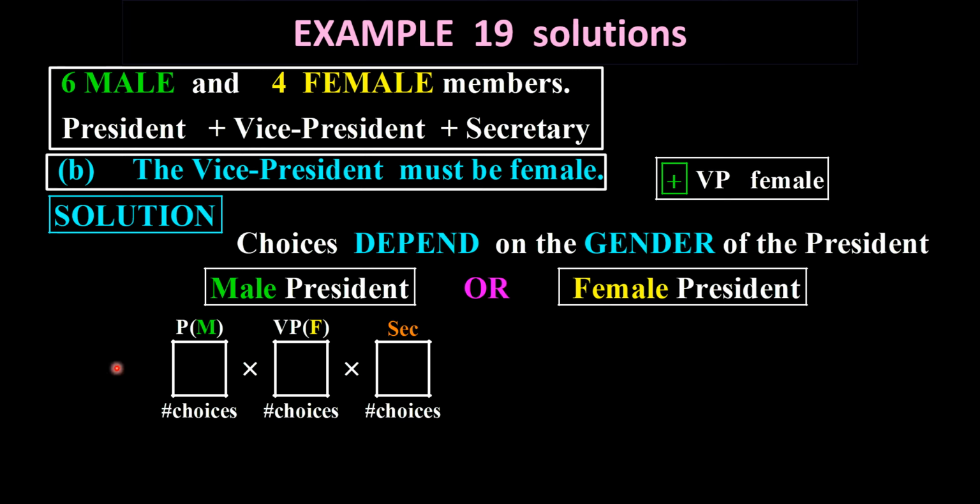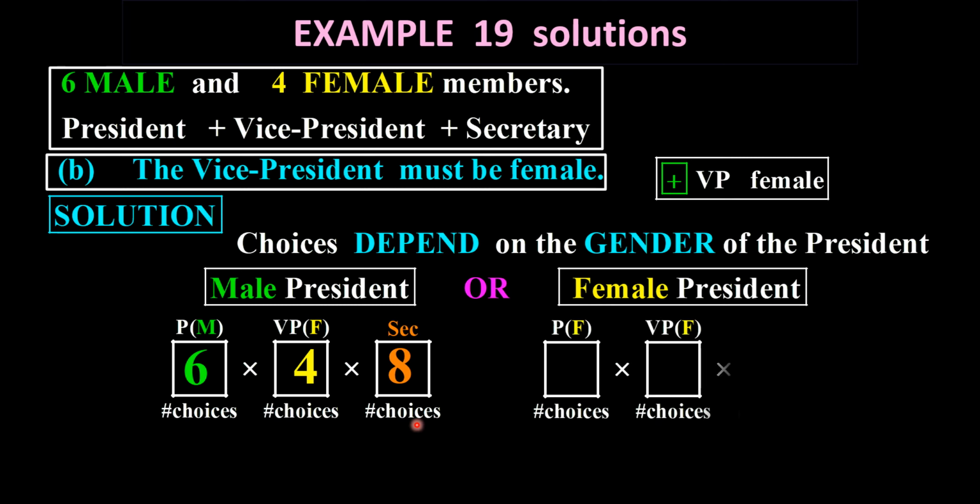So how many males do we have to be president there? It could be any of the 6. How many females do we have? 4. How many members do we actually have? 10. How many have already been elected? 2. So there's a remainder of 8, so any of the 8 there. So that's the number of ways we can have a male president.